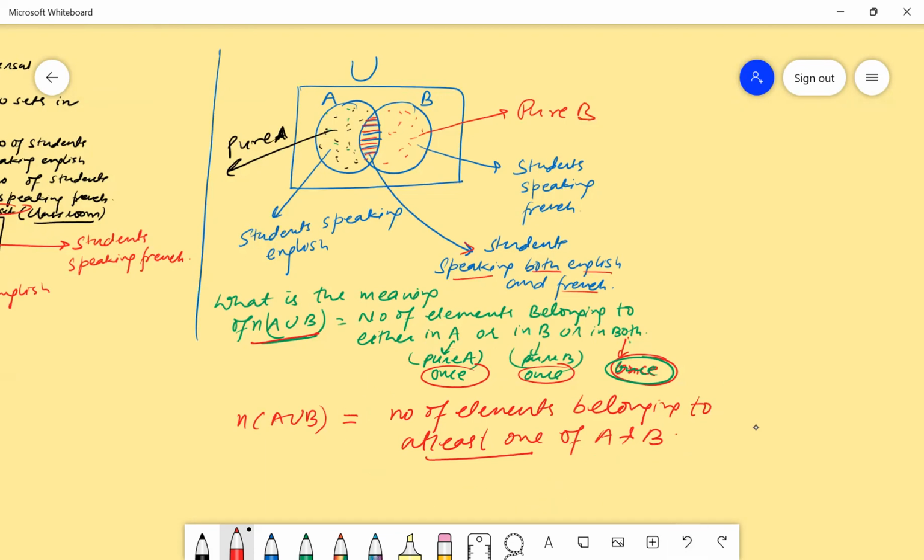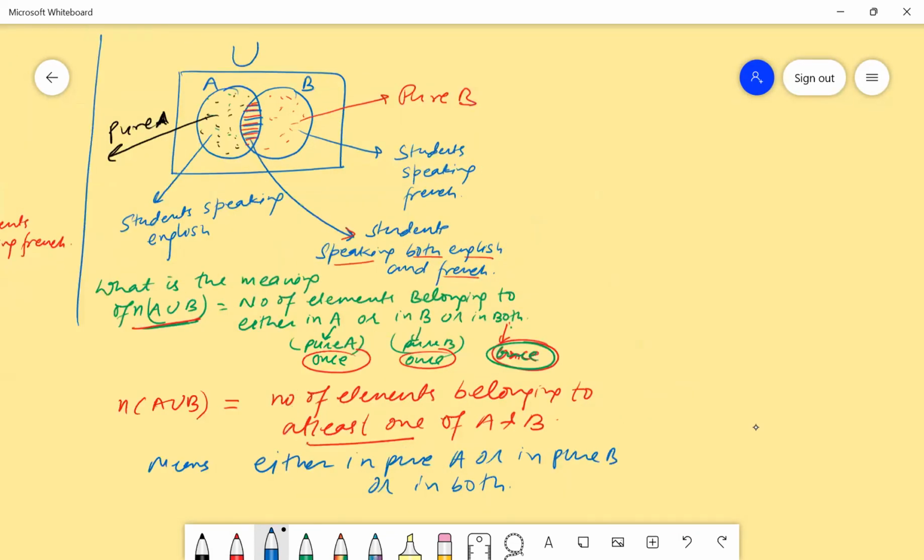Let me write it. Means either in pure A or in pure B or in both. Now we can derive a formula from this Venn diagram. This diagram is called a Venn diagram. The square diagram containing two circles is called a Venn diagram. Two circles, three circles, whatever the situation demands.